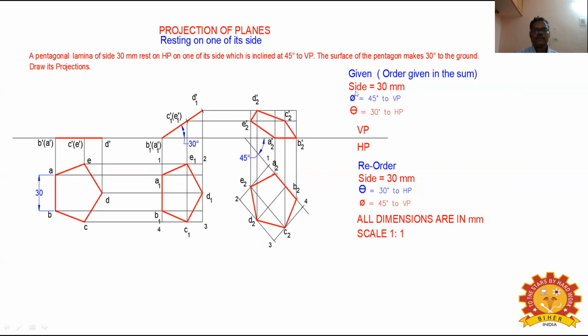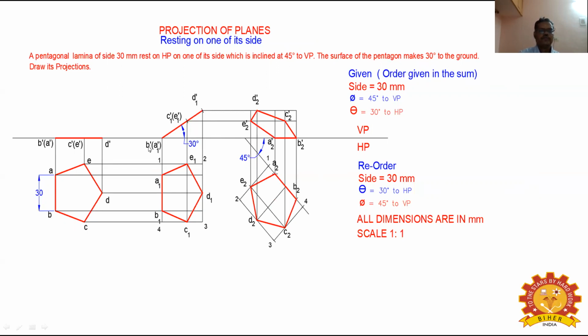You have to write it in the order. Side is given as 30 mm, phi angle is given as 45, theta angle is given as 30 degrees. This is the order given in the sum, but you have to reorder. When it rests on HP, only this surface is inclined to HP. Therefore, you have to reorder the sums. Side is given as 30 mm, theta is the second one, phi is the third one.